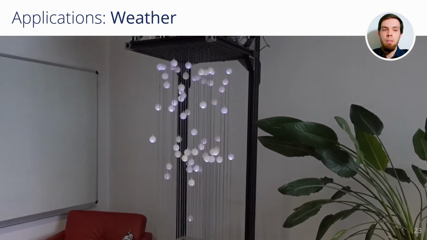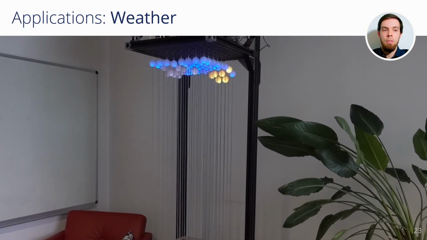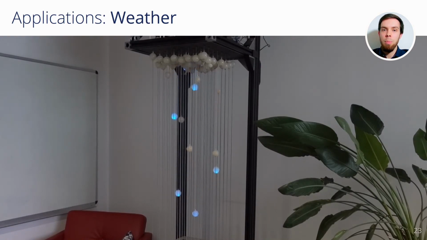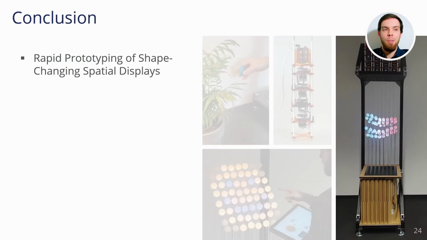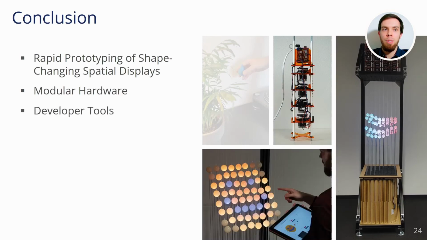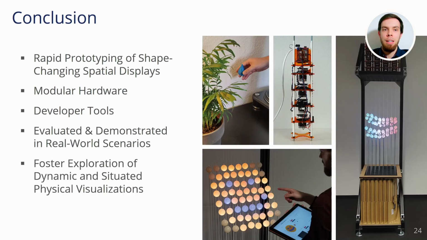Multiple applications using this matrix setup were implemented by a team of students. After 1 semester-long practical course, they evaluated our software tools, and details on their feedback can be found in our paper. To conclude, our STRAIDE research platform enables rapid prototyping of shape-changing spatial displays. Therefore, we provide modular hardware and versatile software tools, which we already evaluated in several real-world scenarios. With this, we hope to simplify the exploration of situated physical visualizations in the future.